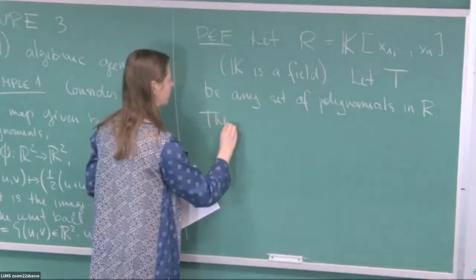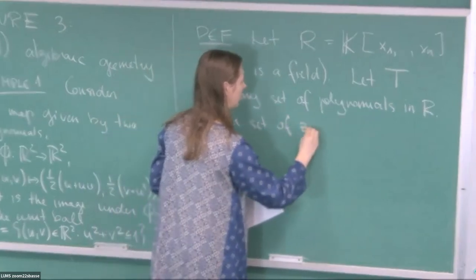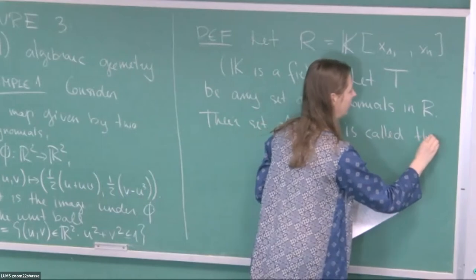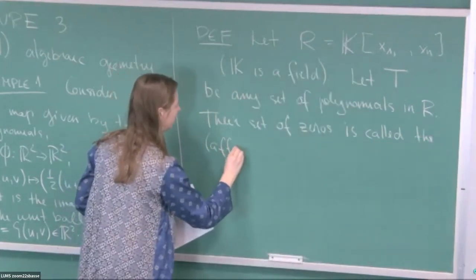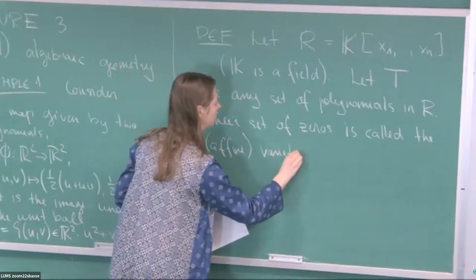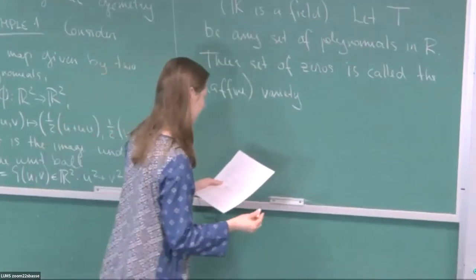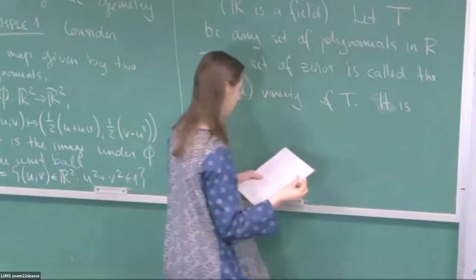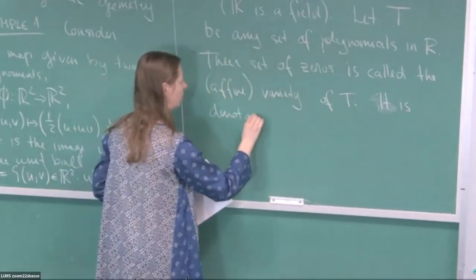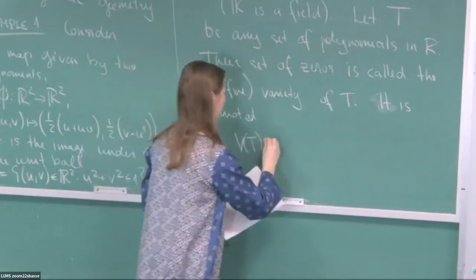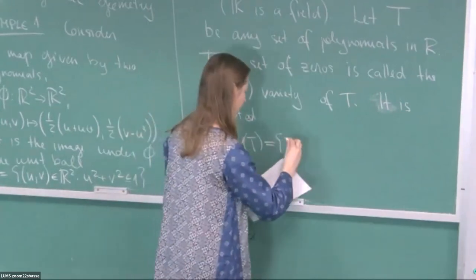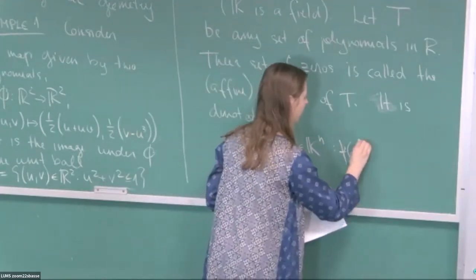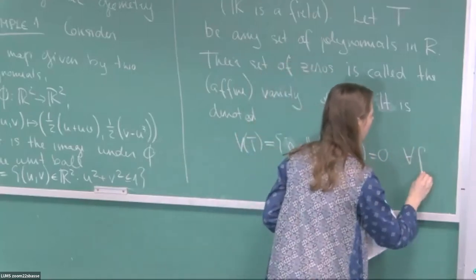And their set of zeros is called the variety of T. Actually it's an affine variety, but because we won't talk about any other varieties, I will just say variety. It is denoted V(T), so it's all the points p in K^n such that f(p) is 0 for all f in T.